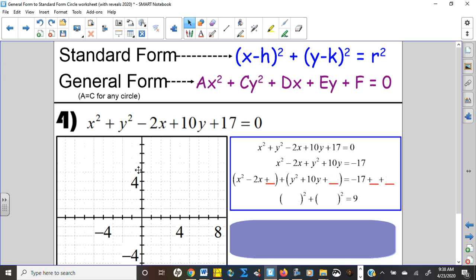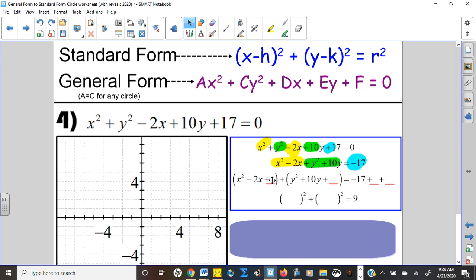Here's your final question. Same game, different numbers. I've got some X's, so I'm going to group them. I've got some Y's, so I'm going to group them. Don't forget your signs, like, this 2x is being subtracted, so I'm going to make sure it's minus 2x, right? Move that positive 17 to the other side. It's now negative 17 because I subtracted it over.